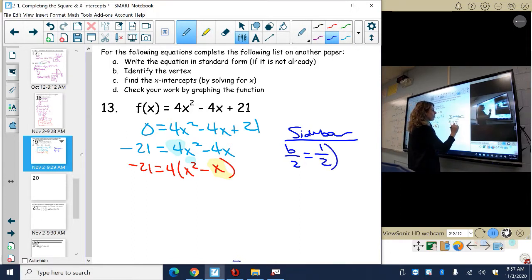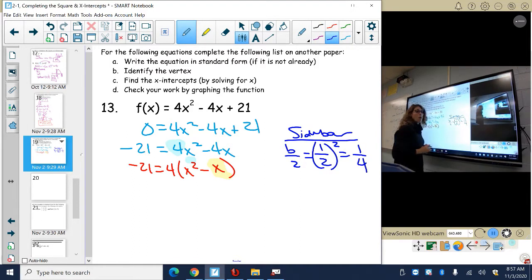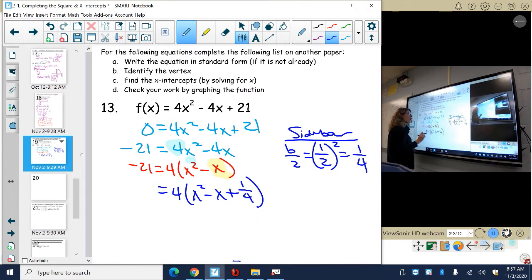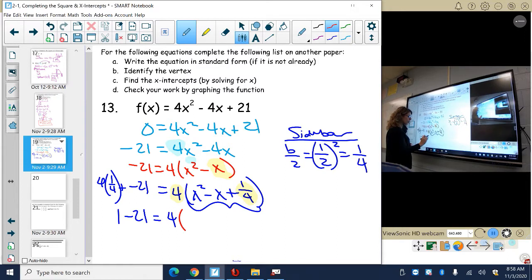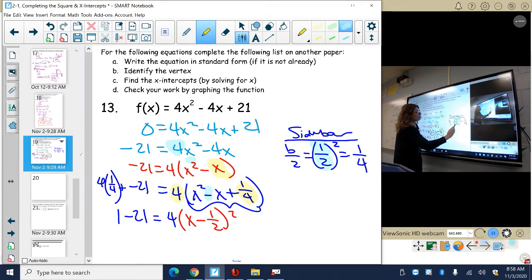So that's going to be 1 divided by 2 squared, which gives me a 1/4. 1/4 is what I'm adding inside the parentheses. So what I'm actually multiplying by is 4 times a 4th on both sides. So that is going to be negative 21 plus 4 times a 4th. 4 times a 4th is 1. These 3 terms are going to turn into an x minus a half squared. Where did those things come from? This right here and this right here. Okay?